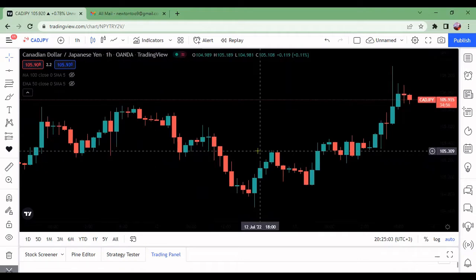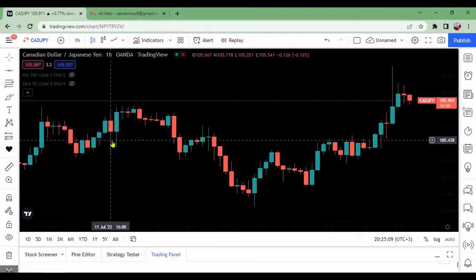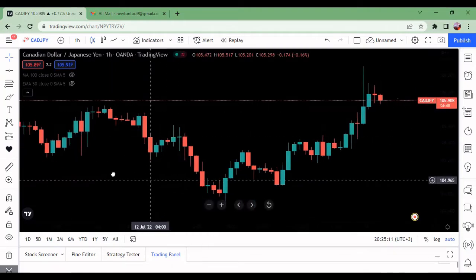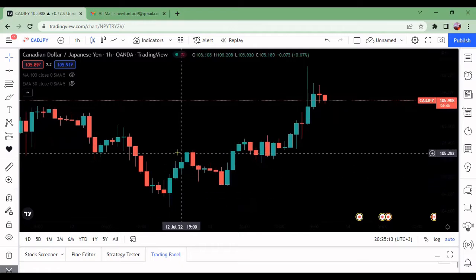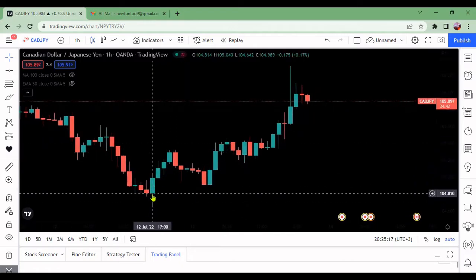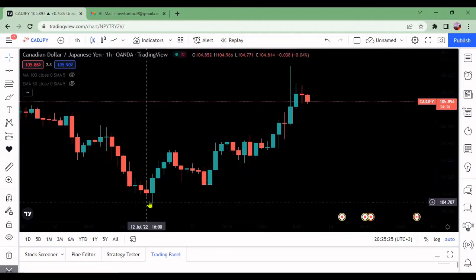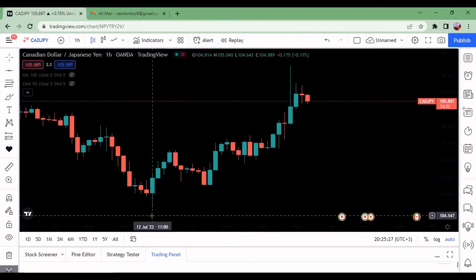Whenever you see wicks on the downside, we have wicks on the downside. Are you able to see wicks on the downside? For example, here, this means the buyers are in control of the market, because sellers were trying to push the market down, then buyers came in.